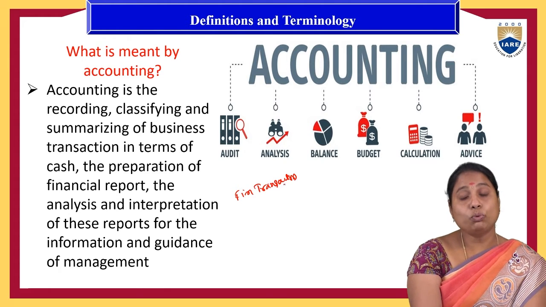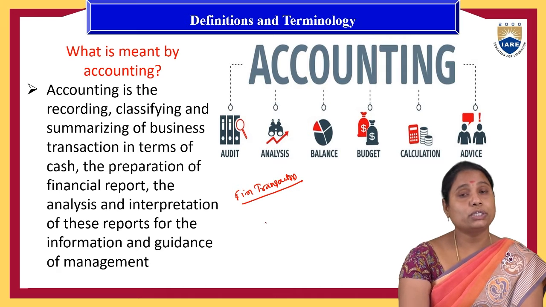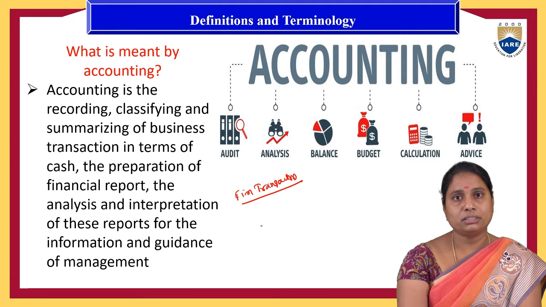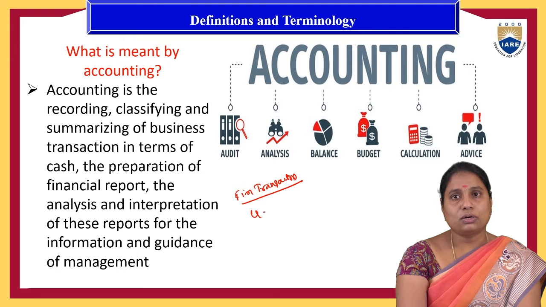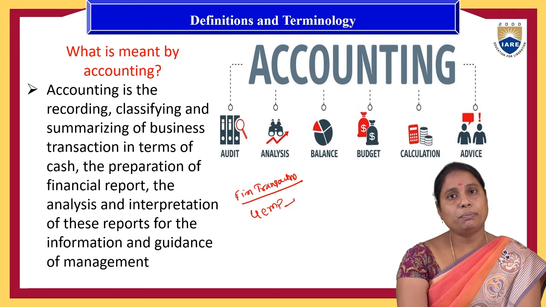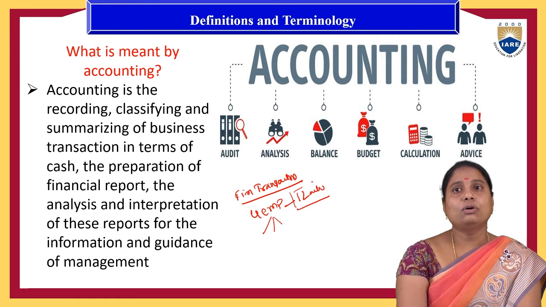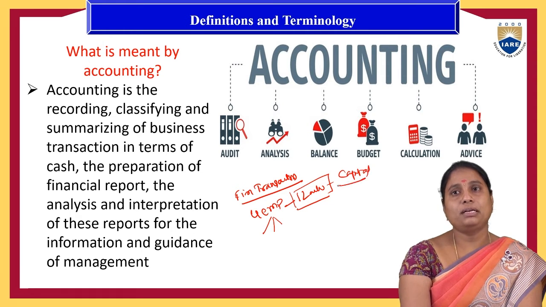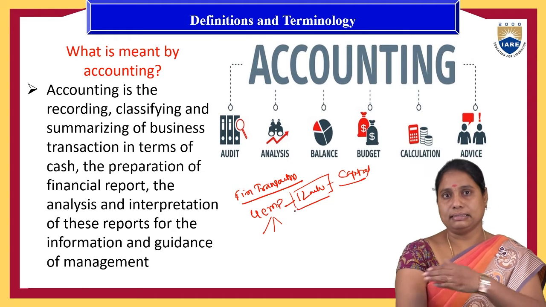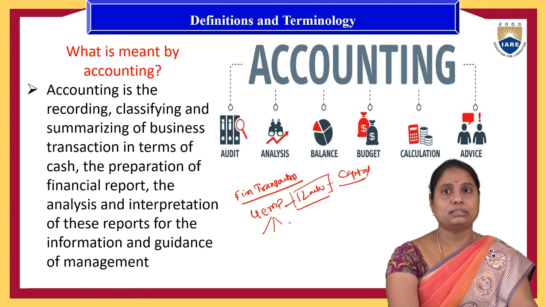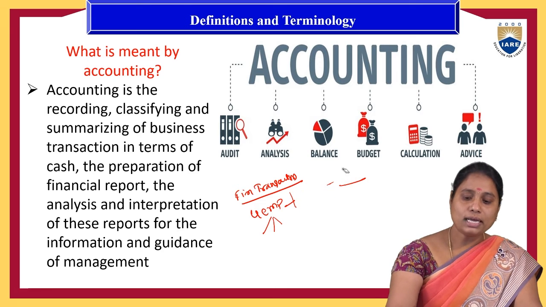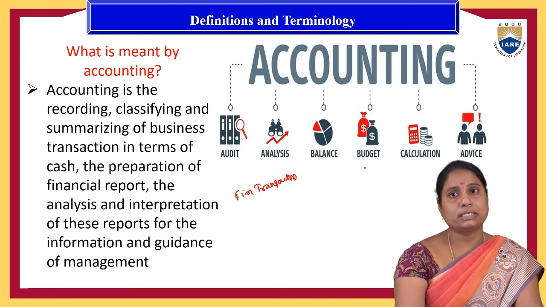Which means only quantitative elements are taken into consideration, not the qualitative elements. For example, 4 employees are there. If the salary to the 4 employees is 1 lakh rupees, only that 1 lakh is taken into consideration. The quality parameters and efficiency are not considered here. So for this 1 lakh, capital has been brought, and from this capital how much is being paid under salaries. So they are recording the financial transactions.